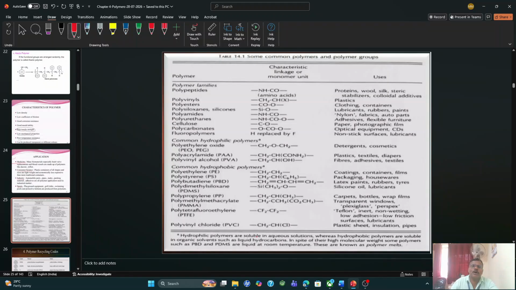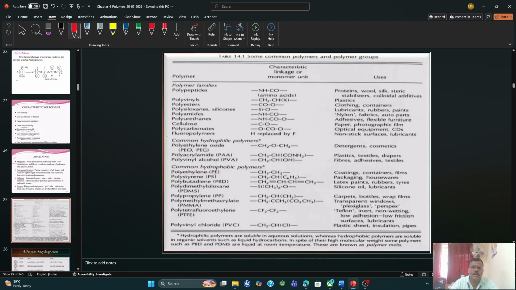These are all the list of polymers and their characteristics, linkage, and applications. Out of this, I will just read out the important polymers that are covered in this topic. So polyvinyl alcohol, that is CH2CHOH. This polymer is used as fibers, adhesives, and in the textile industry.